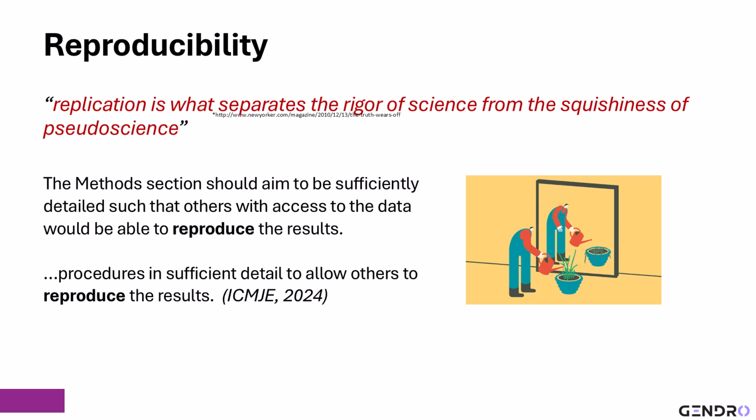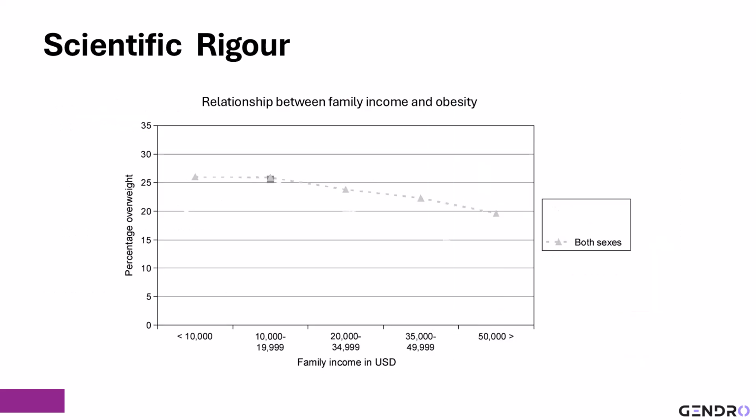And we know that there is a reproducibility crisis, and some of that, 25% according to one study, is due to poor data analysis and reporting practices. But it's also about scientific rigor. I really like this example.